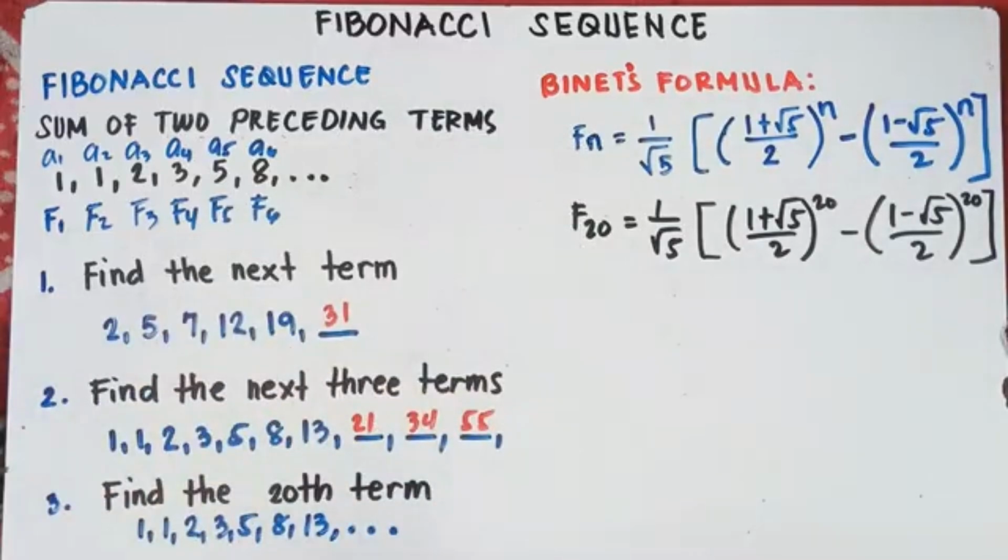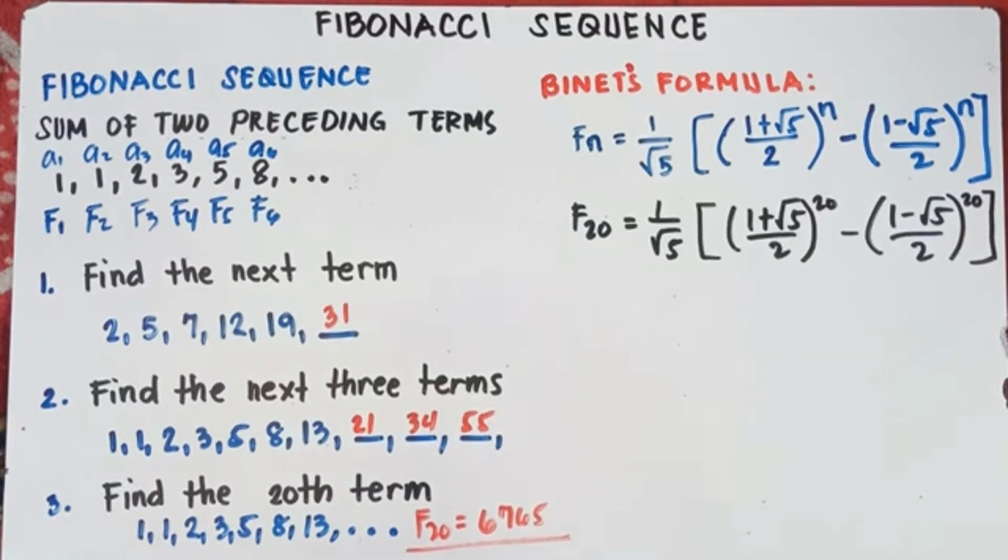6,765. Let me just write the answer here. So f sub 20 would be 6,765. Alright, so that's the answer.